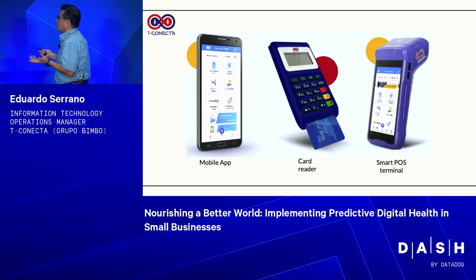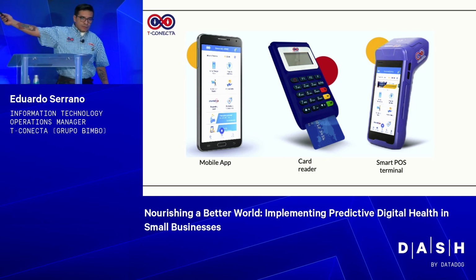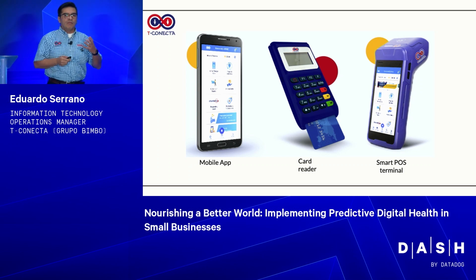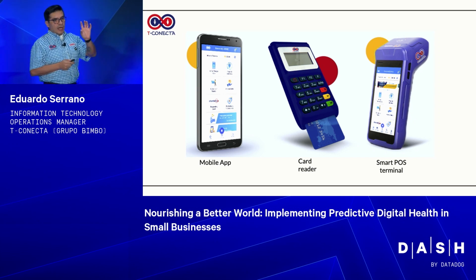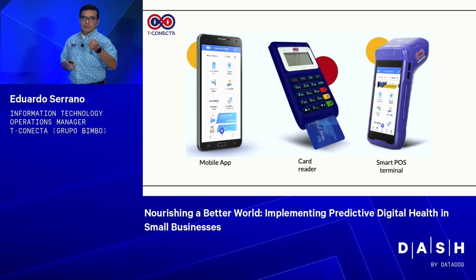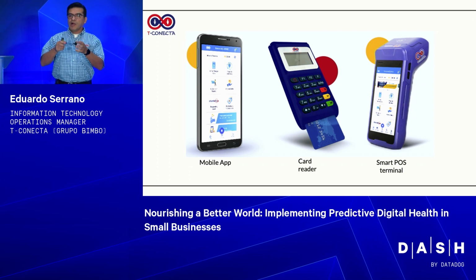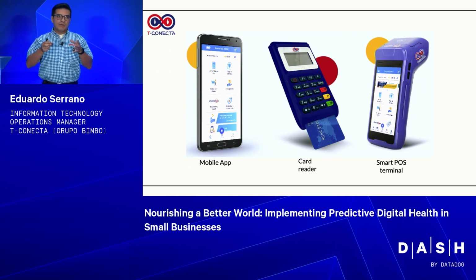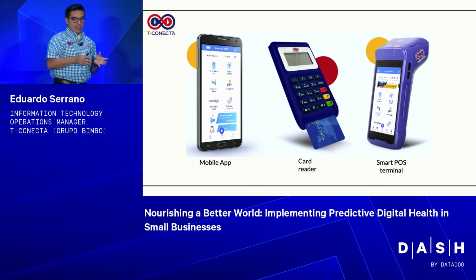Okay, what we have? We have these devices. We have one mobile application available for the Play Store and Apple Store. We have a little card reader with a Bluetooth connection in order to pay with credit and debit cards. And we have a little smart POS terminal. The POS terminal has an Android system inside, and they can offer this product.